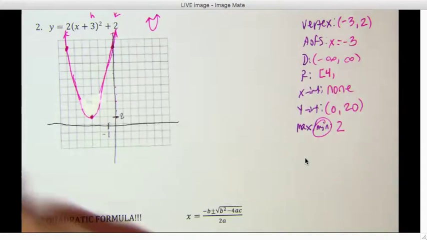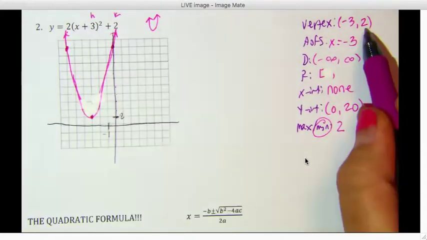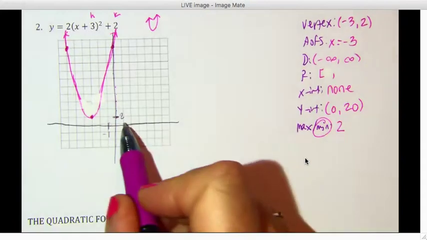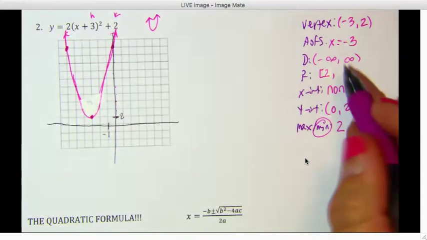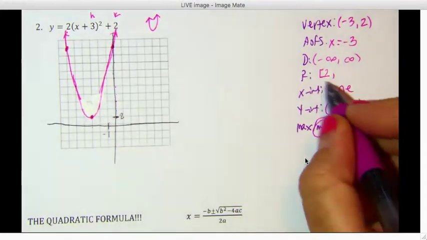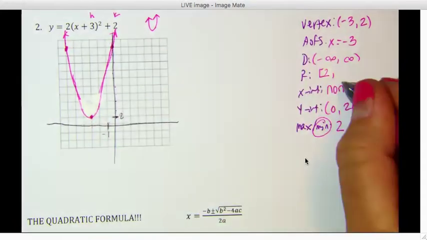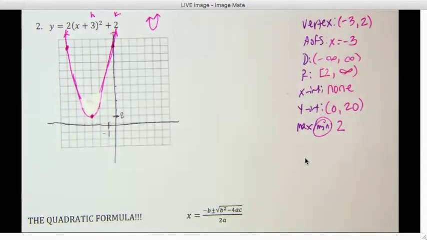So my range is actually, again, I knew that from my vertex here being at 2, is 2. And so this is -3, 2. So my range is from 2 all the way up to infinity. Okay. All right, so that is graphing quadratic functions.